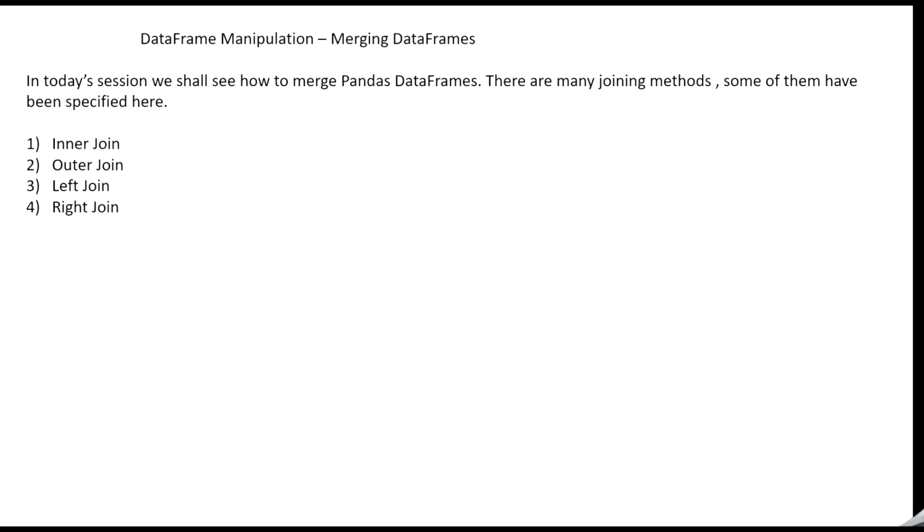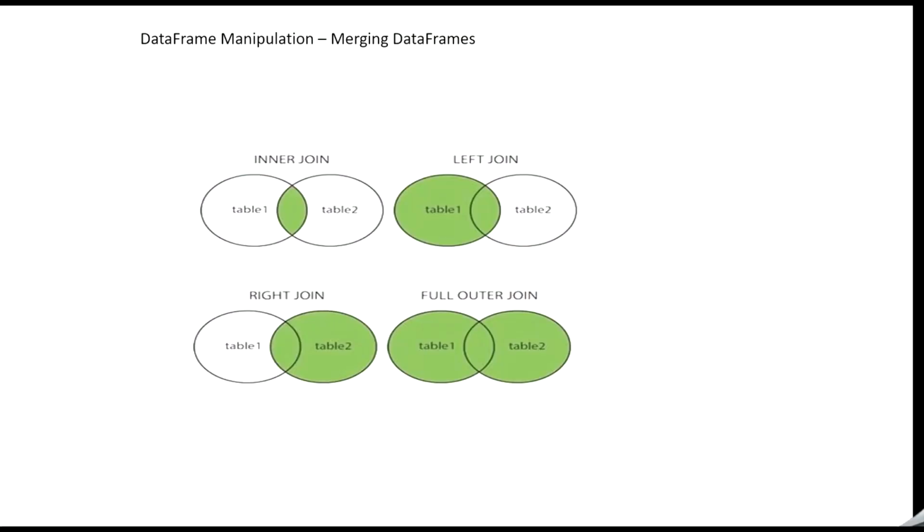In the earlier session, we had looked into data frame manipulation, that is how we can add a column, drop a column, or add a row into the data frame. In today's session, let's see how we can merge two data frames, two pandas data frames. There are many joining methods. Some of them I've specified over here. They are the inner join, outer join, left join, and right join. So let's look into it in detail.